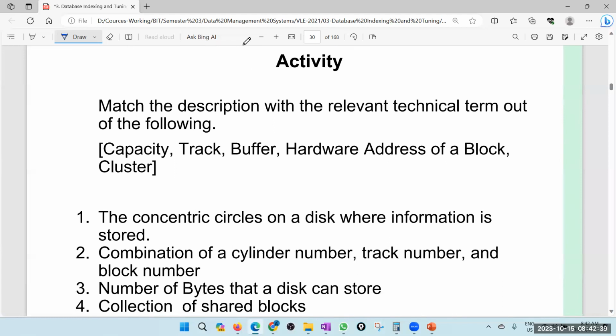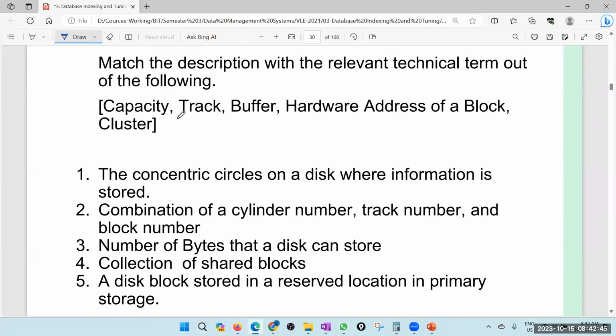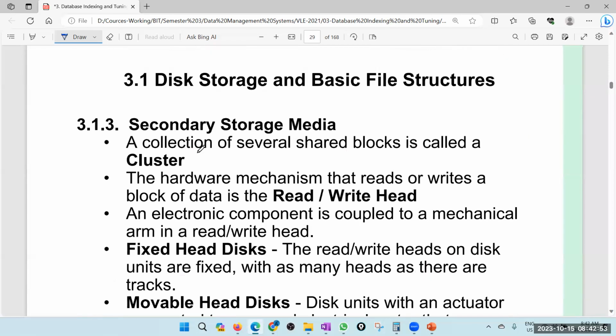Right. You can do this one also. Map these words: capacity, track, buffer, hardware address of a block, cluster. Remember, a cluster is a collection of several shared blocks. That means those several blocks are considered as one logical block. So then we call it a cluster. Okay.